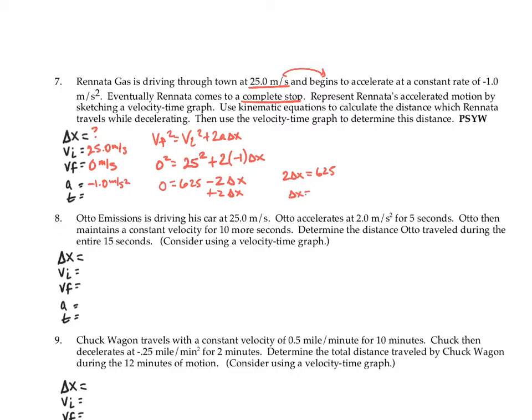And so delta x would be 625 divided by 2, which is 312.5 meters. So that's how far she traveled while decelerating. How would I get this using a graph? Well, velocity time graph.